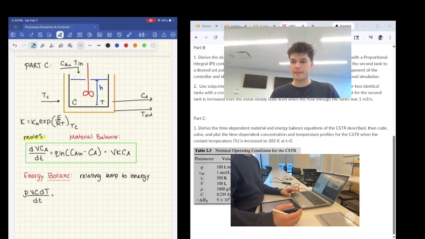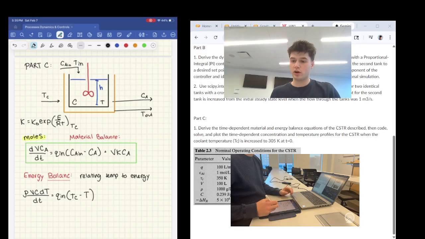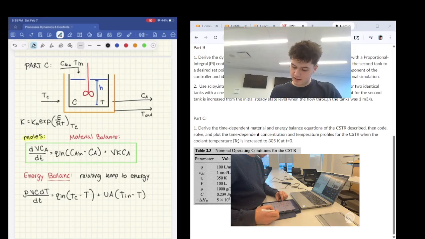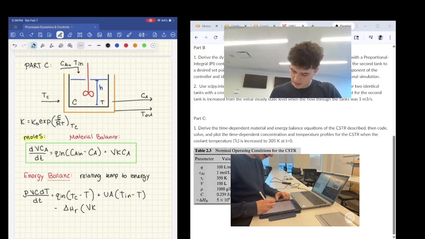Now we move to the right side. So the first element of the right side of the equation is going to be the Q in relation to the temperature, Tc minus T. Next we'll have our overall heat transfer term, which is going to be UA times Tn minus T. And finally, the last element is going to be, since it's exothermic, sorry, there should be a minus, the heat of reaction multiplied by this right there, VkC_A.